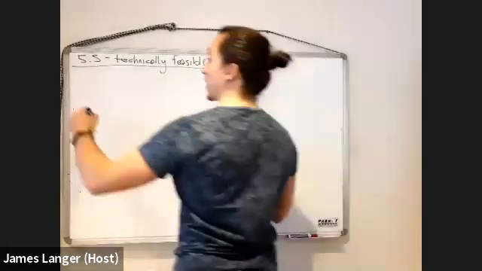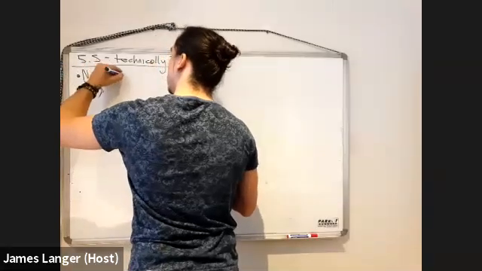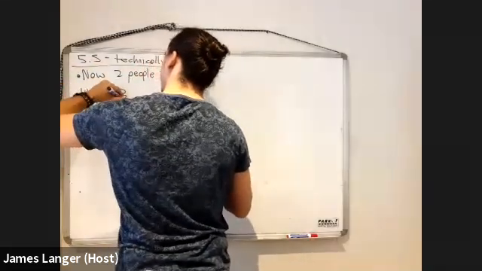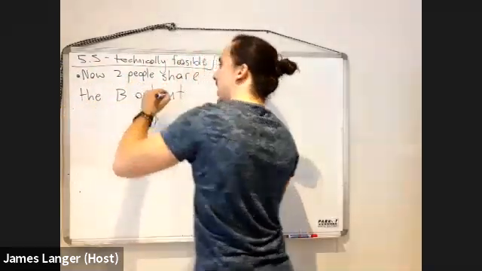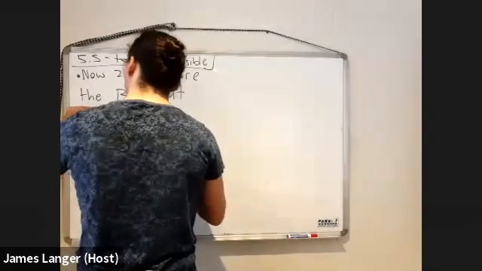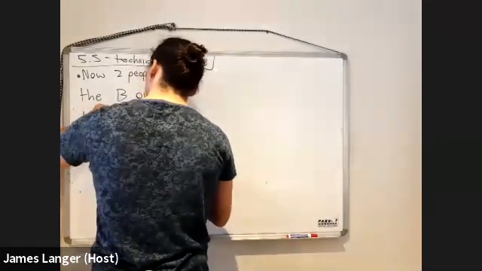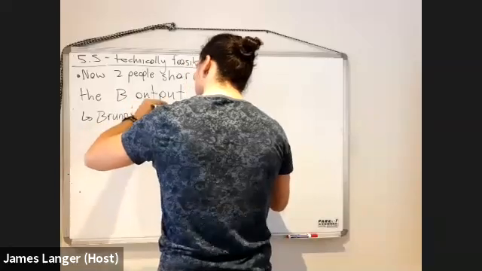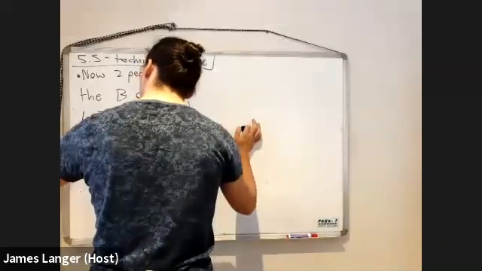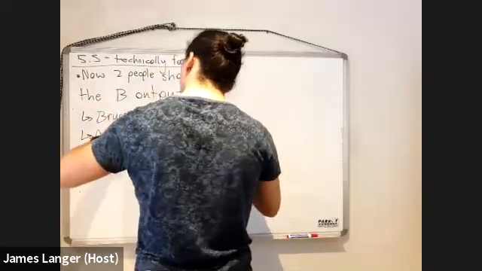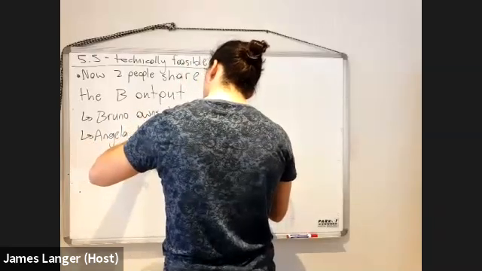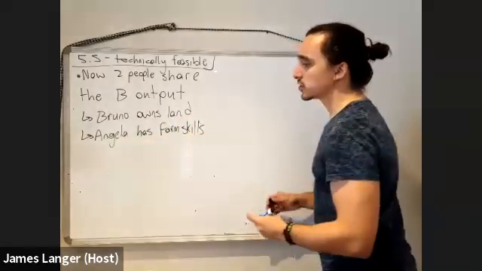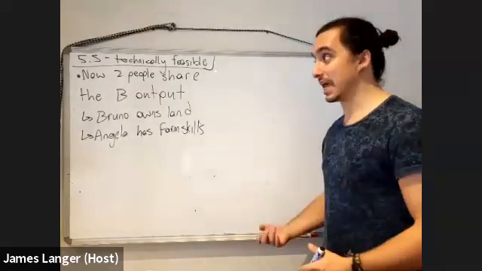So we've got a new setup. Now, two people share the B output. I am using the standard example, so we've got Bruno. I should use a new name, but hey, for fun. Bruno owns land, and Angela has farming skills. So Angela knows how to work the land, Bruno has the land.